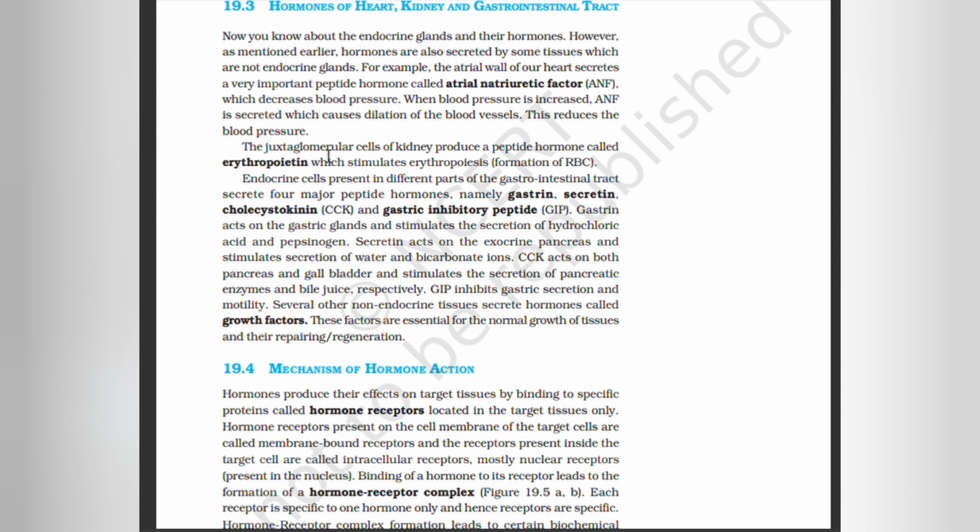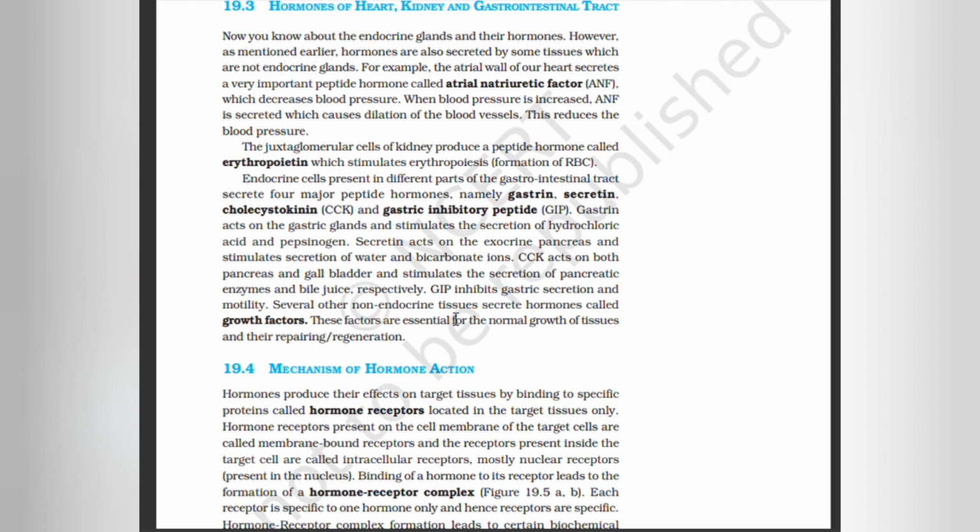The juxtaglomerular cells of kidney produce a peptide hormone called erythropoietin, which stimulates erythropoiesis. Endocrine cells present in different parts of the gastrointestinal tract secrete four major peptide hormones, namely gastrin, secretin, cholecystokinin, and gastric inhibitory peptide. Gastrin acts on the gastric glands and stimulates the secretion of hydrochloric acid and pepsinogen. Secretin acts on the exocrine pancreas and stimulates secretion of water and bicarbonate ions. CCK acts on both pancreas and gallbladder and stimulates the secretion of pancreatic enzymes and bile juice respectively. GIP inhibits gastric secretion and motility.